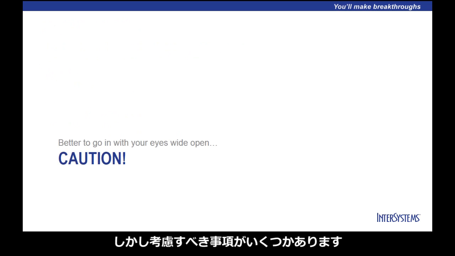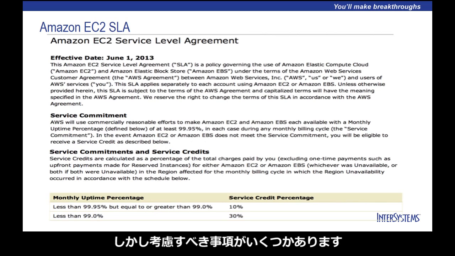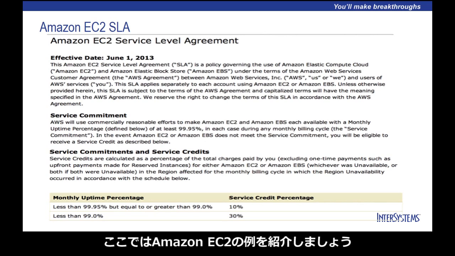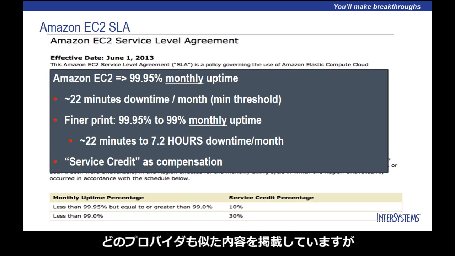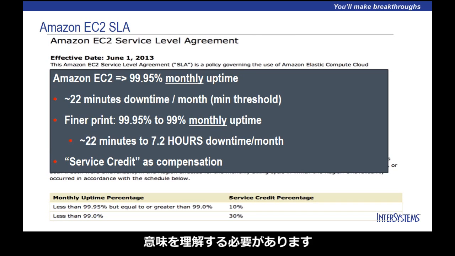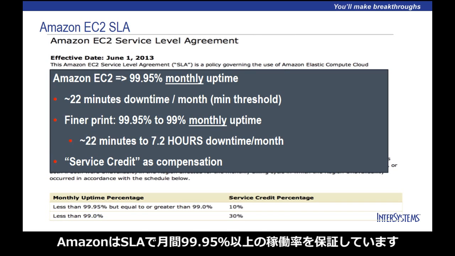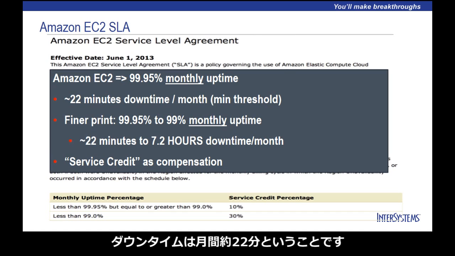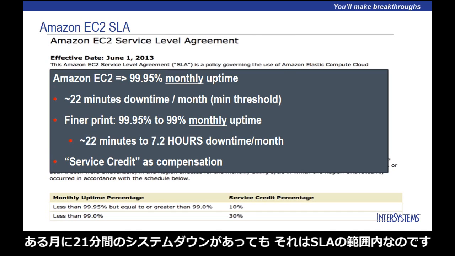But I caution you, there are some things that you should really look at. I don't expect you to read all of these words, but this was just an example from the Amazon EC2 website. All the other cloud service providers have something similar, but you really need to understand what this means. The service level agreement that Amazon offers is a guarantee that your system is going to be available 99.95% or better every month. If you do the math, that works out to around 22 minutes of downtime per month. So if your system is down for 21 minutes in a given month, they are still within their service level agreement.